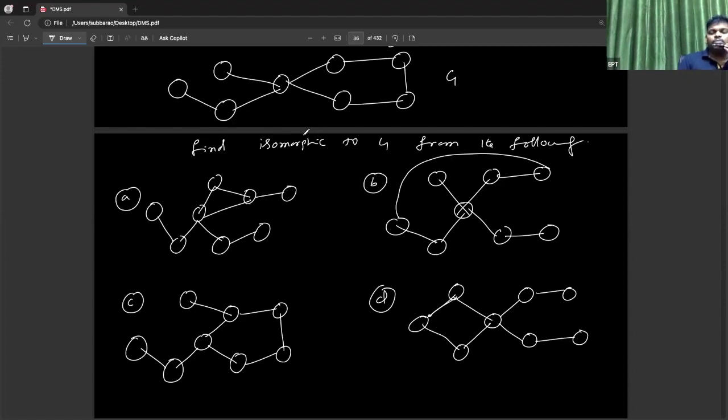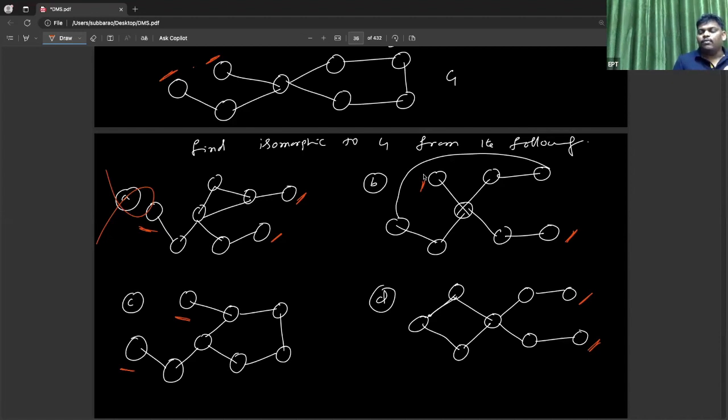One small question I want to ask you. In the given graph, how many degree ones? Two. In option A, how many degree ones? Three. You have to check everything. Degree ones are 2 here, and here degree ones are 3. So A is gone. Here degree ones are 2, here 2, here 2. Okay, fine, perfect. So one option is gone.